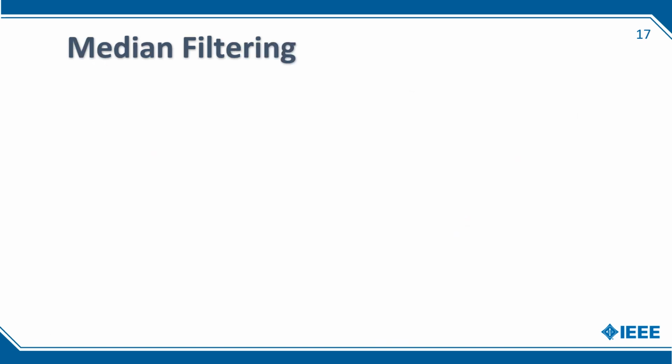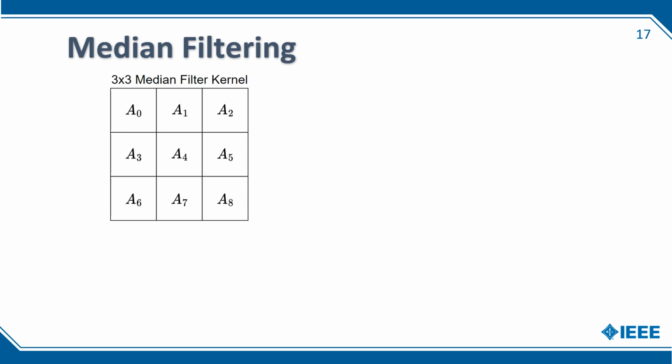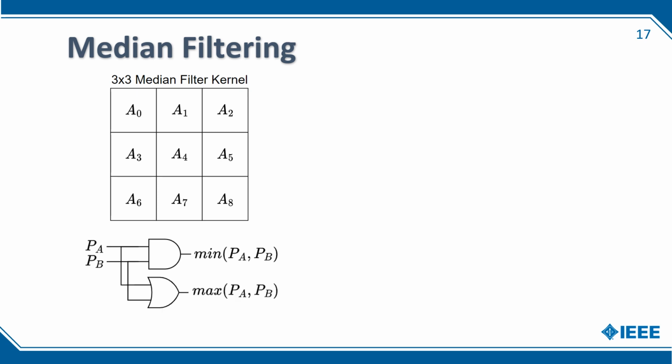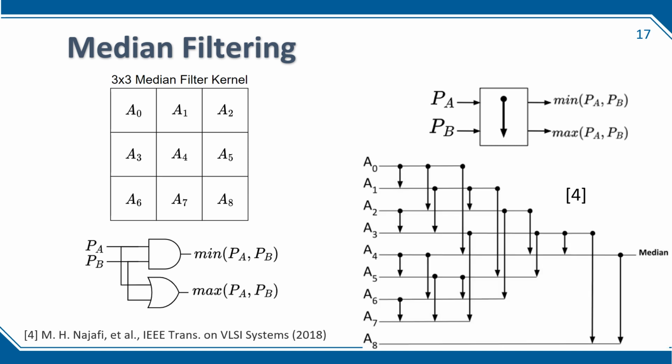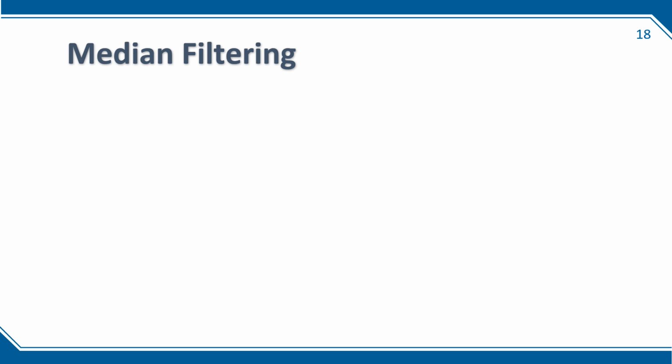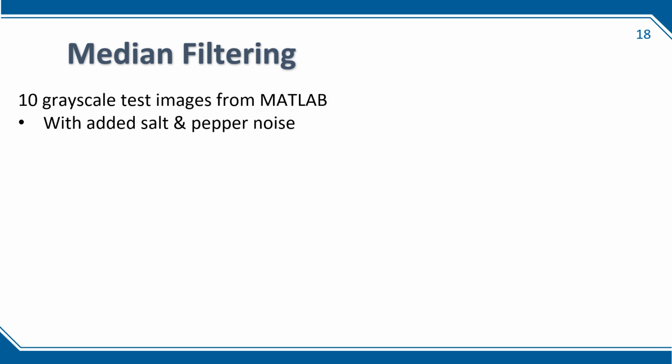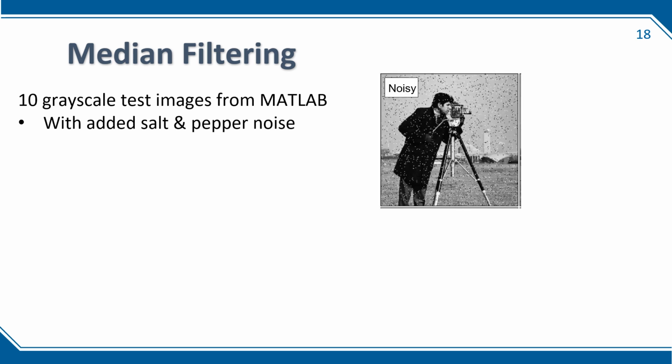Our second digital filtering application is median filtering, which is effective at filtering out impulse noise types in images. For our experiment, we implemented a 3x3 median filter kernel constructed using a network of AND and OR gates, which implement the minimum and maximum functions, respectively, when their inputs are correlated. To evaluate the filter, we corrupted 10 different test images from the MATLAB image processing toolbox with random salt and pepper noise. The images on the right show an example output.